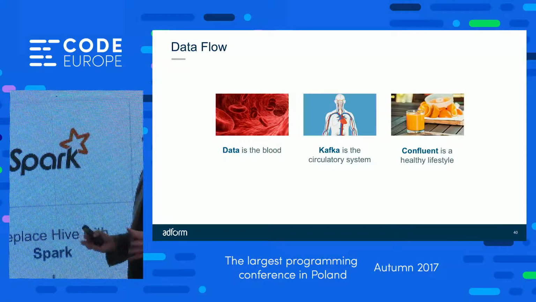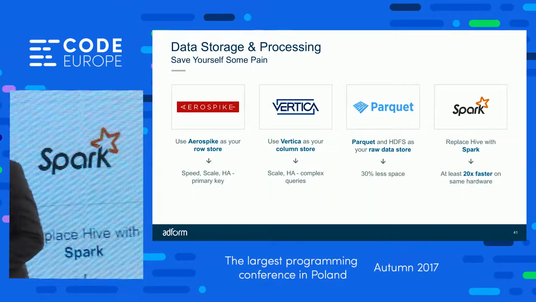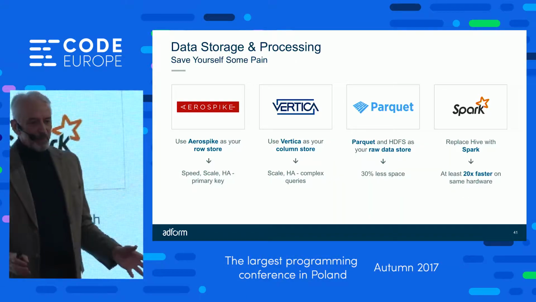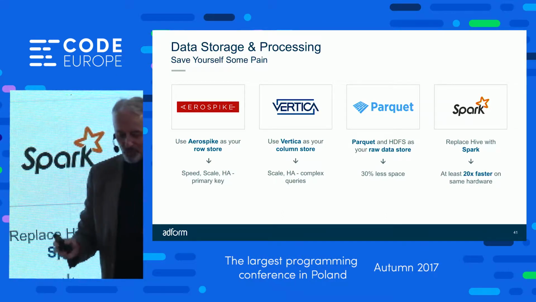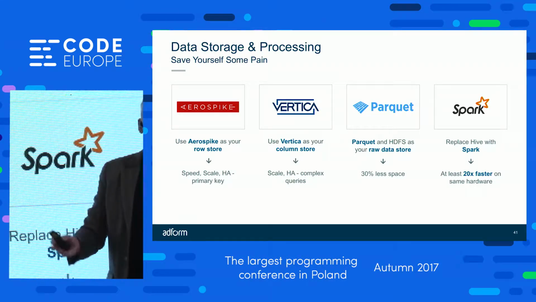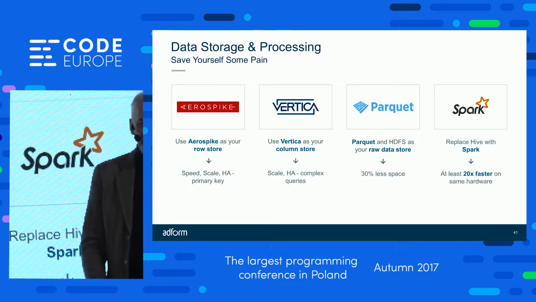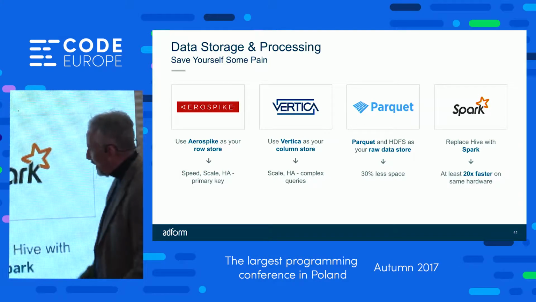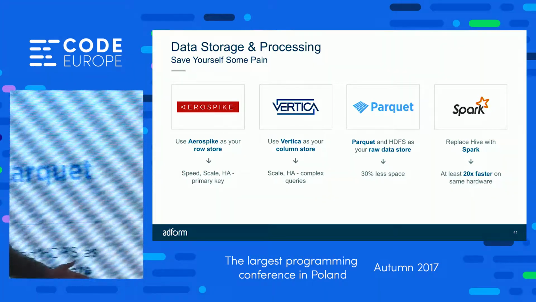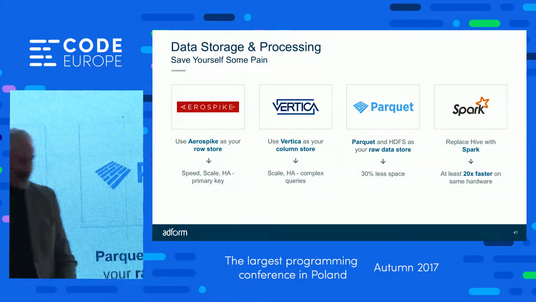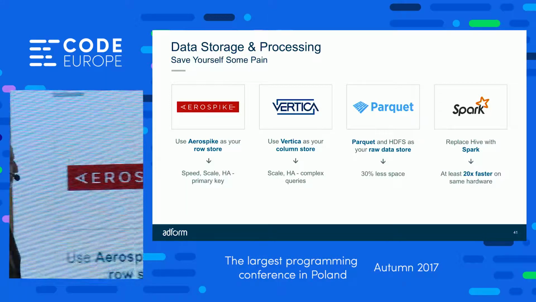So, storage and processing. If you've got a row problem and it's really big, use Aerospike. If you've got a column problem that's really big, use Vertica. If you've got raw data, use Parquet. You know, just don't have the argument, don't have the pub discussion, don't have the brawl in the stand-up meeting, just use Parquet. And if you can, use Spark instead of Hive, you'll get some gains. So that's Uncle Pete's first piece of advice.